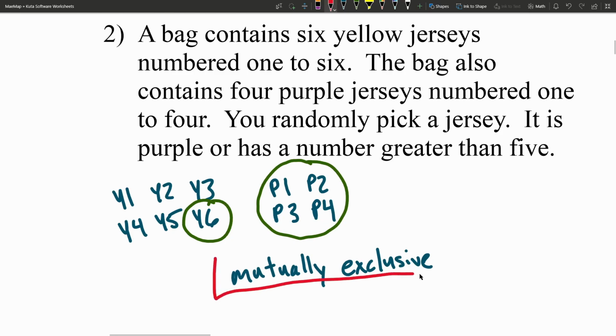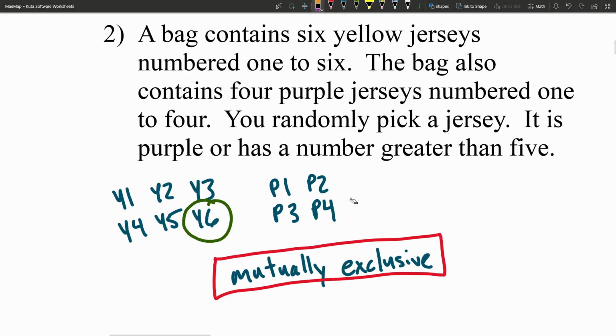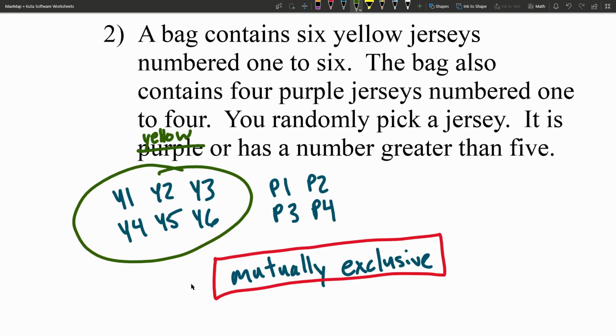Now I notice that the answer key for this worksheet says that these events are not mutually exclusive, so let's think of a scenario where the events aren't mutually exclusive. Well, think about it. As opposed to randomly picking a jersey and it's purple or has a number greater than 5, what if as opposed to purple, we made this yellow? Well, if I was to circle all the yellow jerseys, there's all the yellow jerseys, and if I circled all the jerseys that were greater than 5, notice that this is inside. There's overlap, so those would not be mutually exclusive.